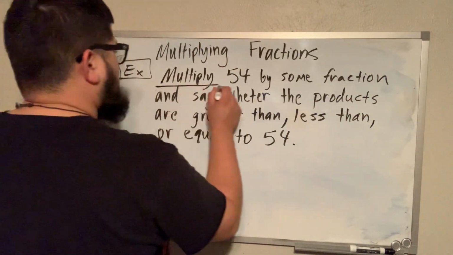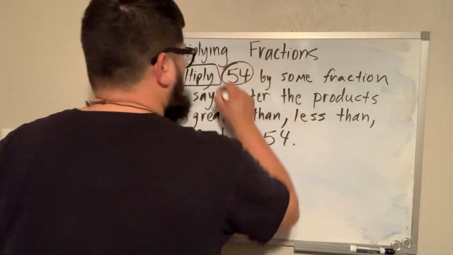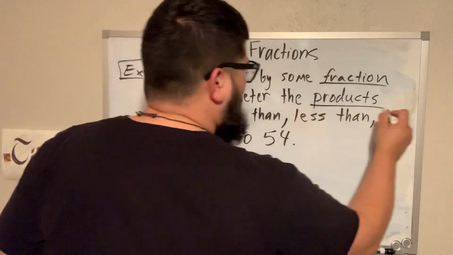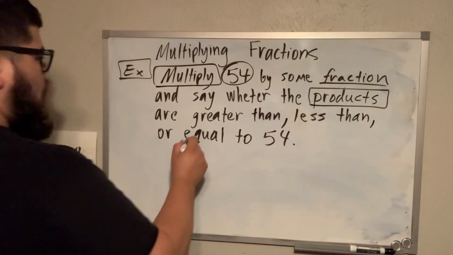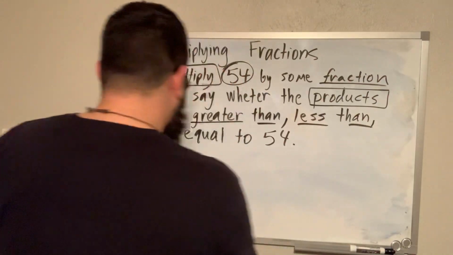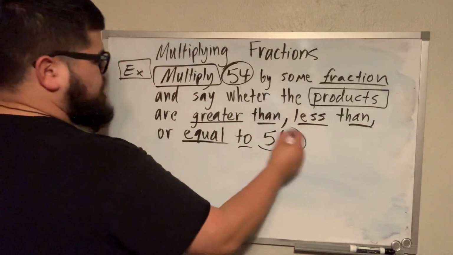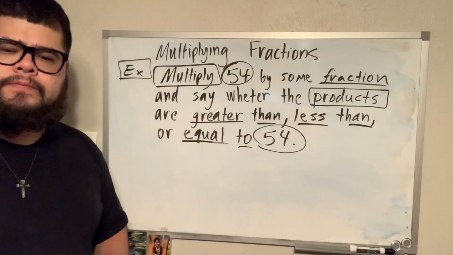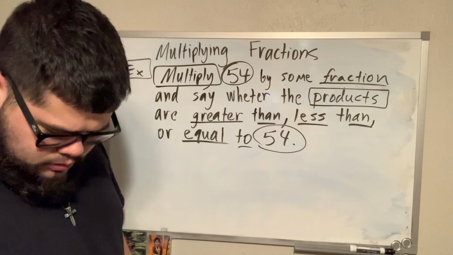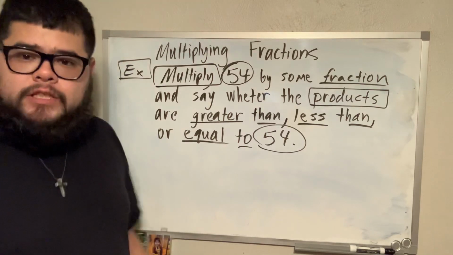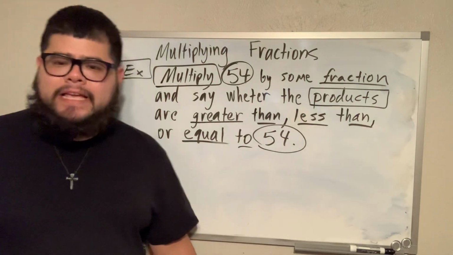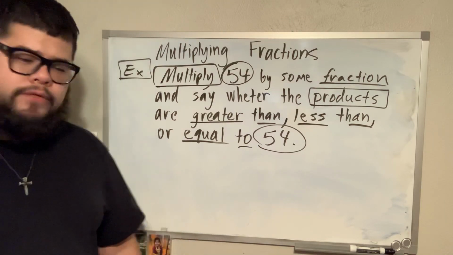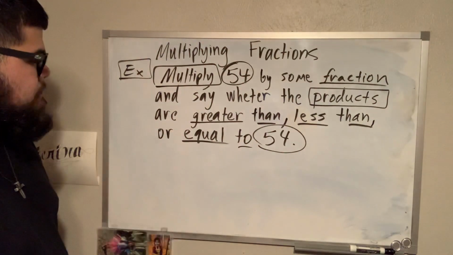We will multiply 54 by some fraction and say whether the products, remember, the answer to a multiplication problem, are greater than, less than, or equal to, again, 54. This is what we want to do. Again, we're going to multiply 54 by some fractions and see if we get a number that is greater than 54, less than 54, or equal to 54. I'm going to go ahead and erase this. Make sure you have this written down.